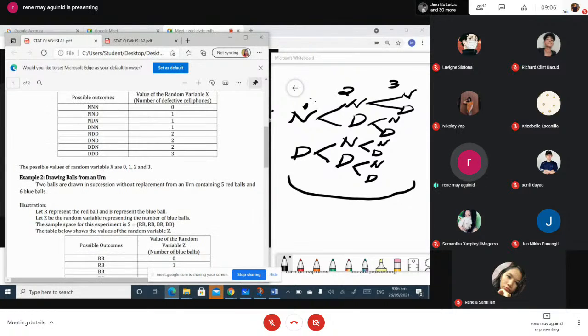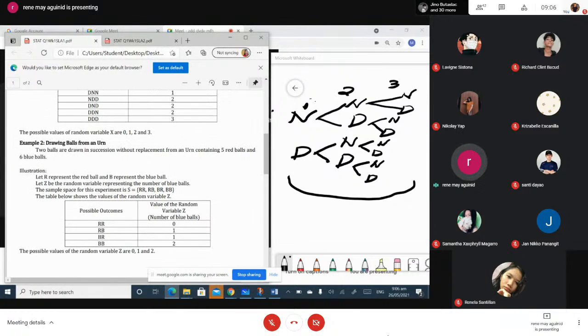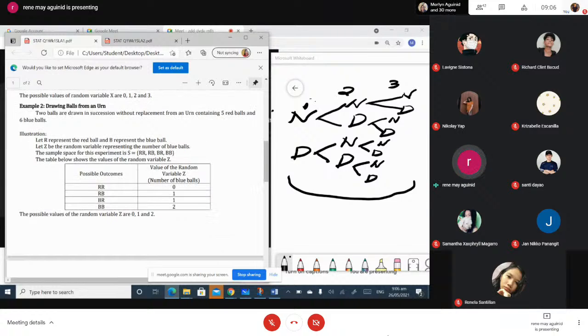Okay, so here is example number 2: drawing balls from an urn. Two balls are drawn in succession without replacement from an urn containing 5 red balls and 6 blue balls. Let R represent the red ball and B the blue ball, and let Z be the random variable representing the number of blue balls. There are possibilities that what you pick up on your first draw is an R, and then there are two colors again.